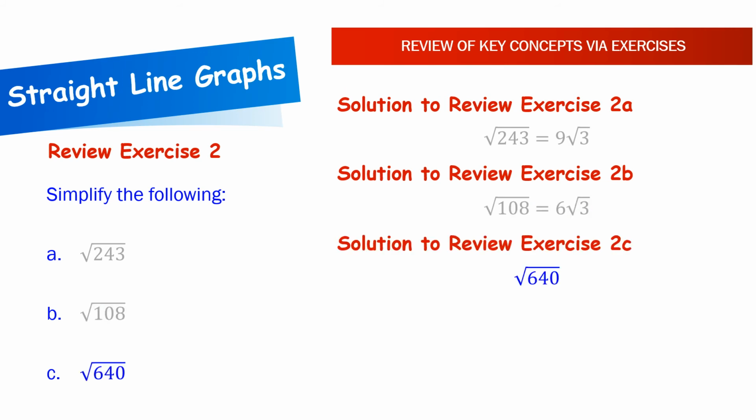And now for review exercise 2c. We're going to find the square root of 640. This can be expressed as square root of 64 times 10. Hopefully you'll be able to spot that the square root of 64 is 8. So this can be expressed as 8 times root 10.